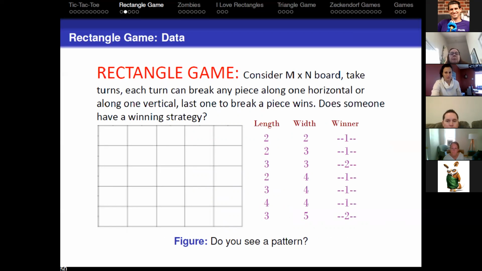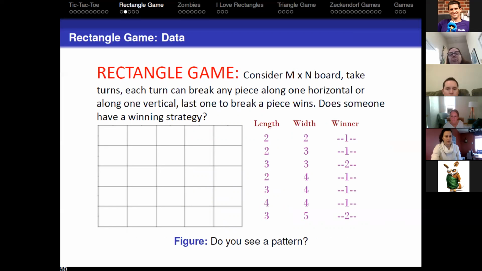On the 2x4 was always player one. The 3x4 was always player two. The 4x4, I'm sorry, the 3x4 was always player one. The 4x4 was always player one. The 3x5 was always player two. Can anybody see a pattern? So can anybody see a pattern on when player one wins or when player two wins?